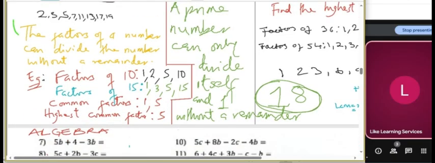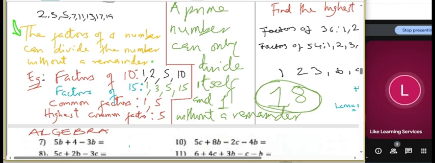Isn't it? Yes. The factors of a number can divide the number without a remainder. For instance, what are the factors of 10? The factors of 10 are 1, 2, 5, and 10 itself. Because all these numbers can divide 10 without a remainder.